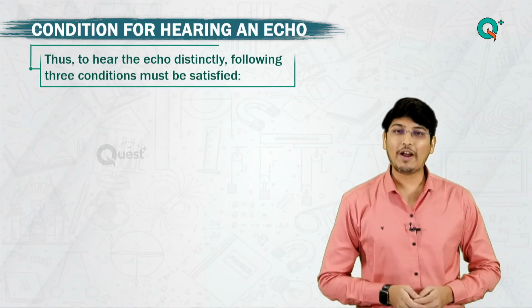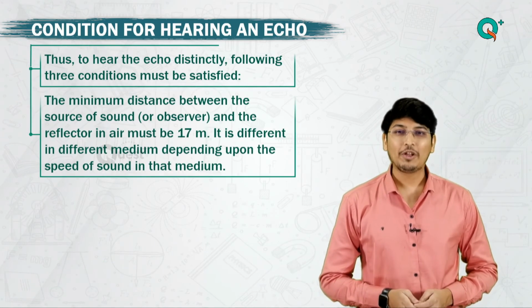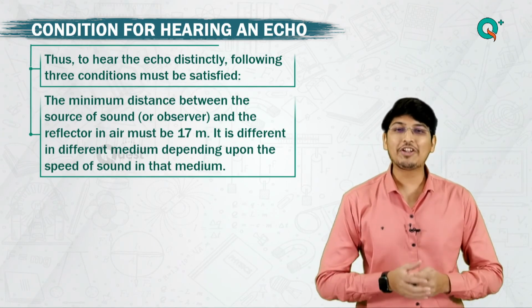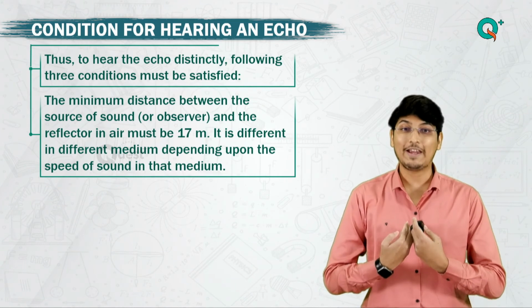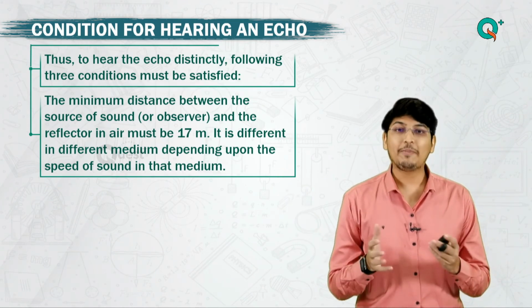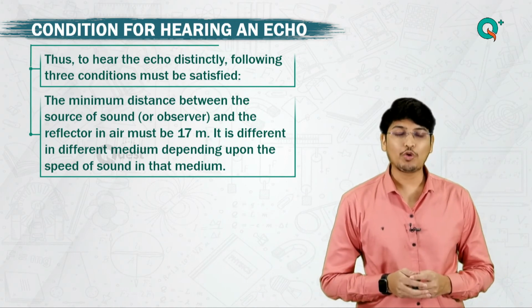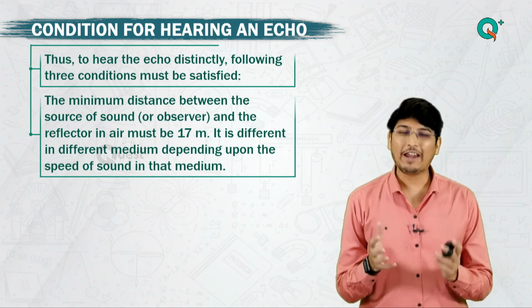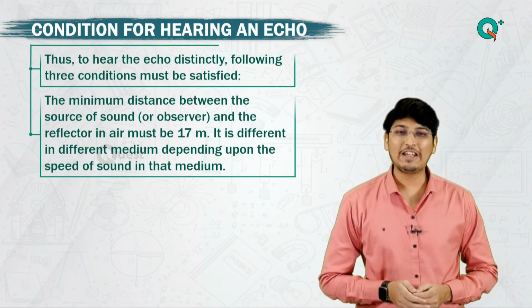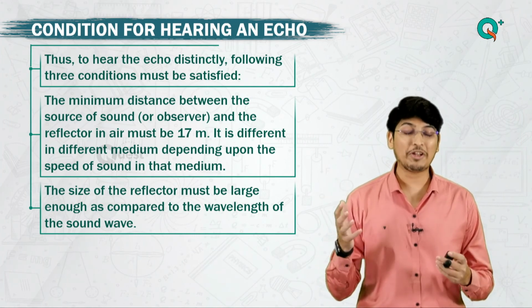Let's try to revise the 3 important conditions for an echo to be heard clearly. Well, the first one says that the minimum distance between the source of the sound, which in this case is the observer, me, and that wall over there, should at least be 17 meters. Secondly, we also know that the size of the reflector must be large.